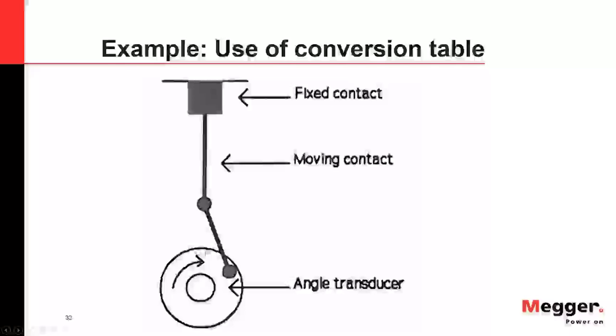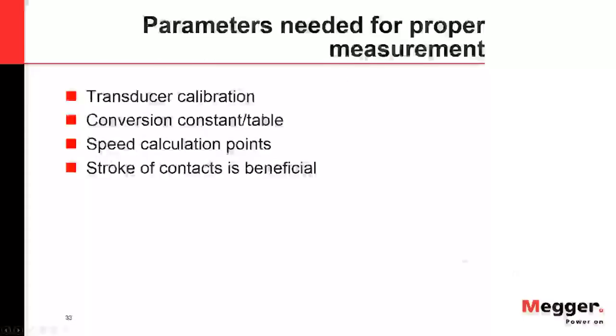An example of this, you can see here, where we have a fixed contact on the top, and then you have your moving contact, and we have this angular transducer. Now, at the top and the bottom of this circle, we'll call 0 degrees at the top of the line and 180, it's going to be moving that contact the most, whereas at like a 90 degree or a 270 degree, the more that transducer moves, the less the contact will move. So you actually need a conversion table to measure this.